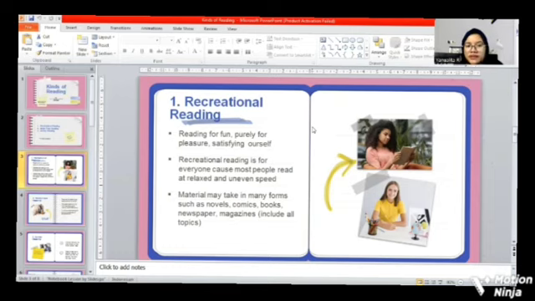And material may take many forms such as novels, comics, books, newspapers, and magazines. It includes all topics because it's reading for fun. It depends on the reader's interest. So it includes all topics.